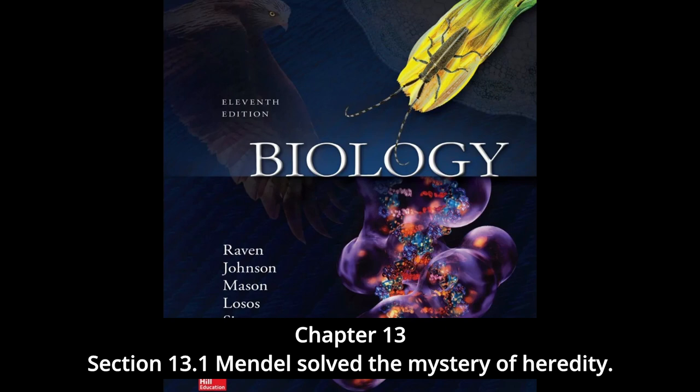Big A big B big B, both trait big A breeds true and trait big B breeds true. Big A little a big B, only trait big B breeds true. Big A big B little b, only trait big A breeds true. Big A big B little b, neither trait breeds true.